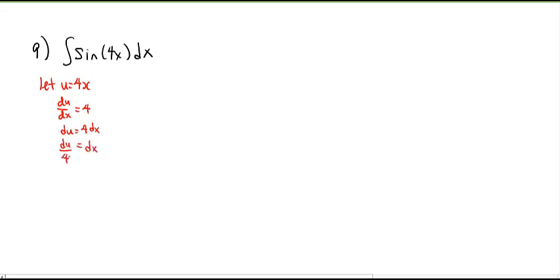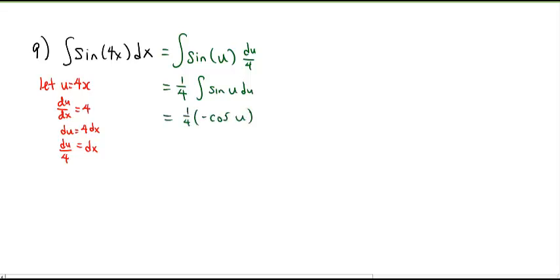I don't know if you're getting bored of me doing it all again, but yes, that's how you solve for dx. Make the substitutions. Sine of no longer 4x but u. No longer dx but du over 4. That over 4 I can take out the front to make it 1/4. And then what's the integral of sine u? Negative cosine of u. And then once again, let me re-substitute. And there you have it. Ta-da.